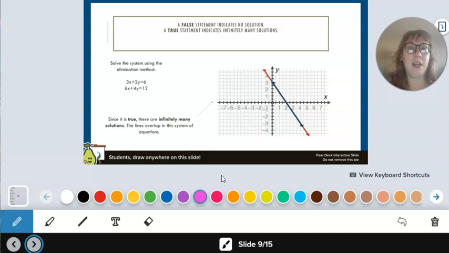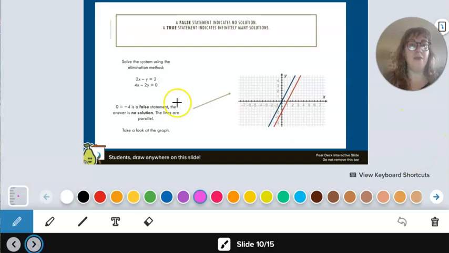So a false statement indicates that there's no solution, and a true statement indicates many solutions. We have seen the true statement so far. We haven't seen a false one yet. So if we solve this one, 3x plus 2y equals 6 and 6x plus 4y equals 12, as we graph them both here, we would end up canceling out the variables like we saw in that example because they are the same line. This is an example of infinitely many solutions because we will get just a true statement like 8 equals 8. The variables canceled out completely.